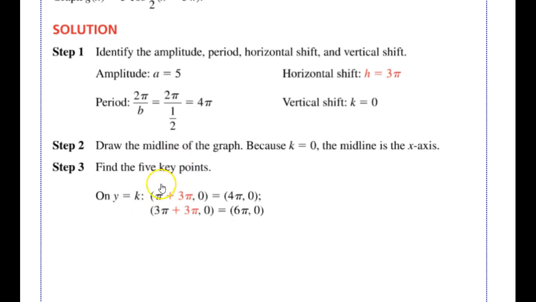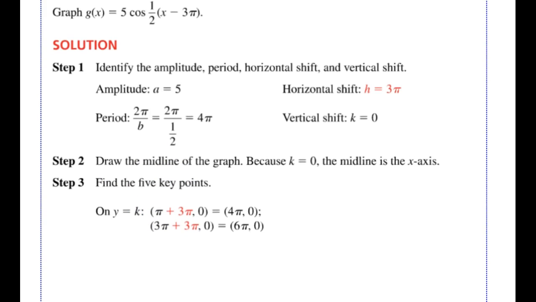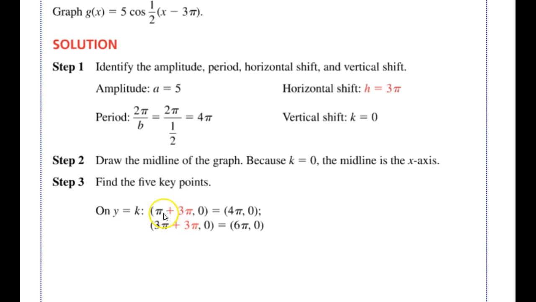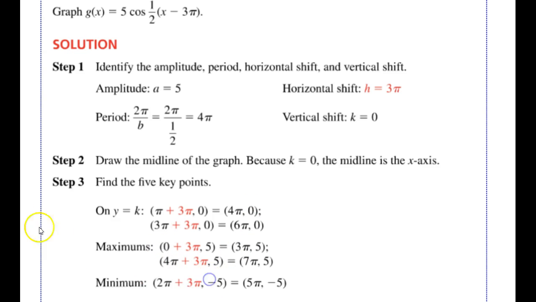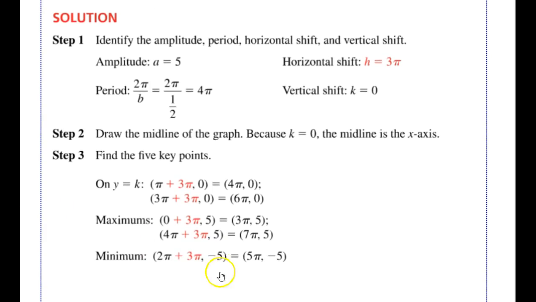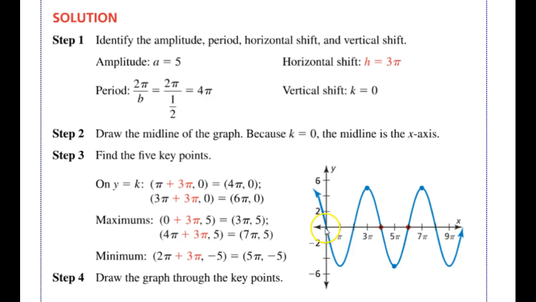Okay, so I know that I am dealing with the cosine function, so I can start with that. I can plug in some x values, right? So I'm going to use pi plus 3 pi, which is this h value, and then 3 pi plus 3 pi, right? I get those from the intersection points that I've already looked at being common in my graphs. Okay, so I come up with those 2 extra points. I find my maximums, and I find my minimum, okay? And then I draw my graph through those points, okay?